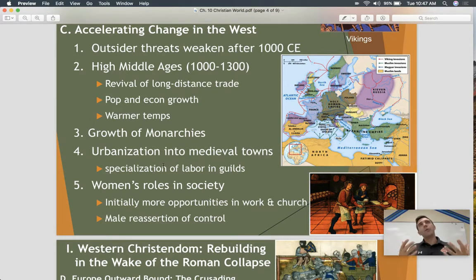aggressive or dominant. Those aren't really the words I'm trying to say, but more impactful in society. Then once you start to have things settle down from a safety standpoint, more political security and control, then you typically see that kind of patriarchy restored, which is what we see here in Europe at this time in both the church and in the daily lives as well.